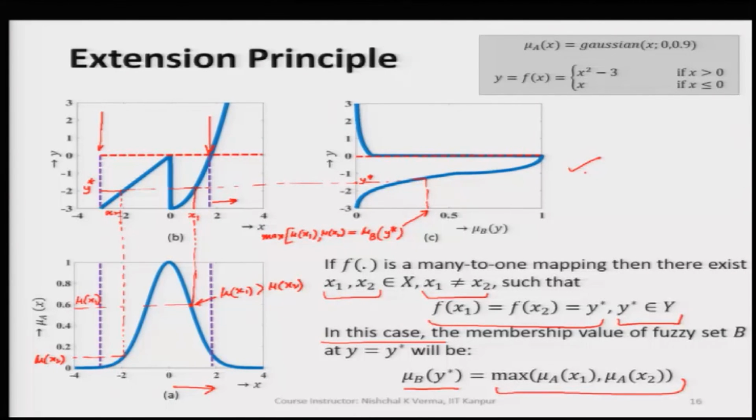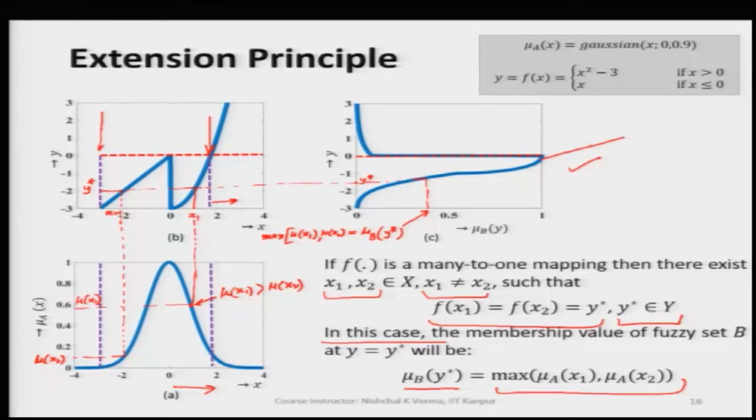So, this is our mu b of y, which is nothing but the membership function in the universe of discourse capital Y, and this is for the fuzzy set B. So, I can write here that the resulting function B is like this. This way we apply the extension principle in order to map from one universe of discourse to another, for the fuzzy set A transforming into B.